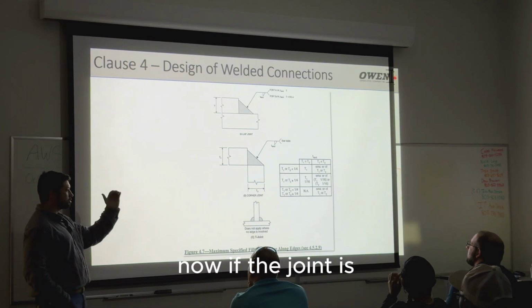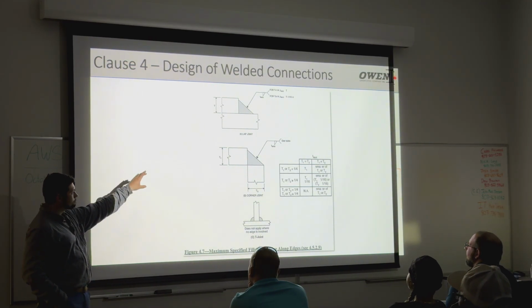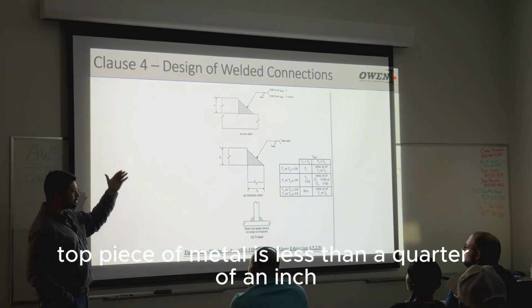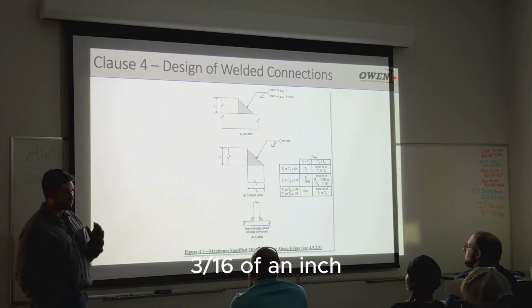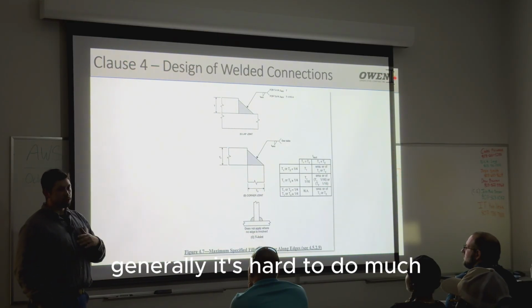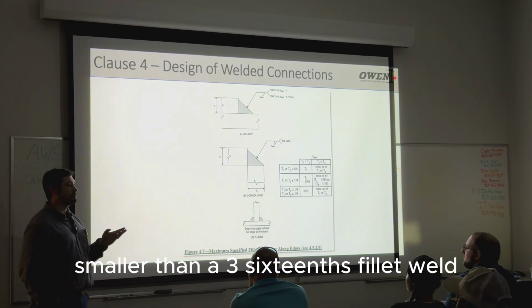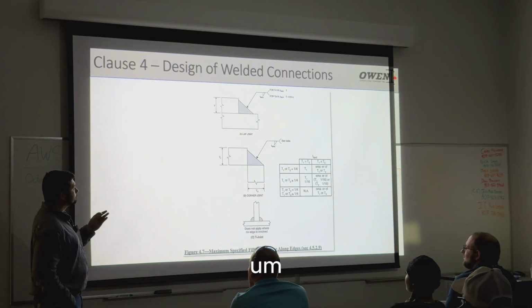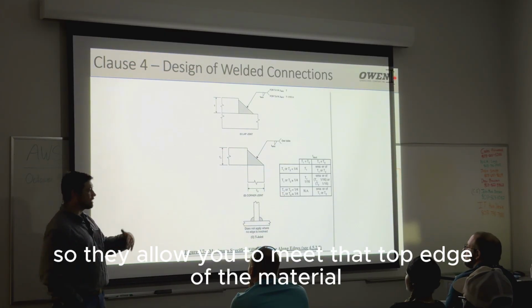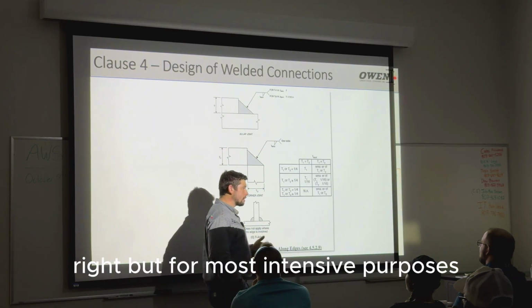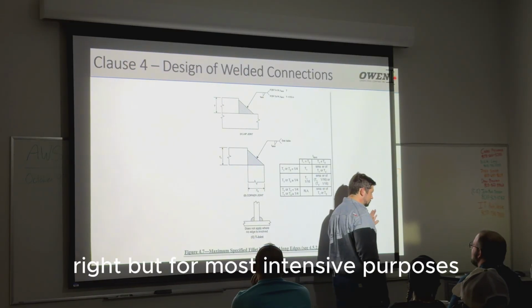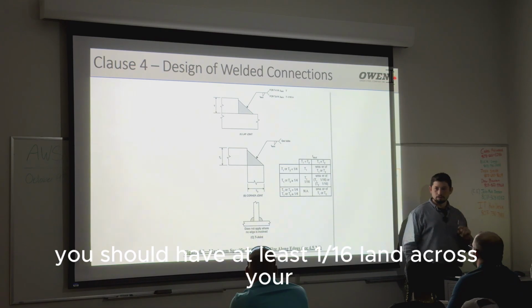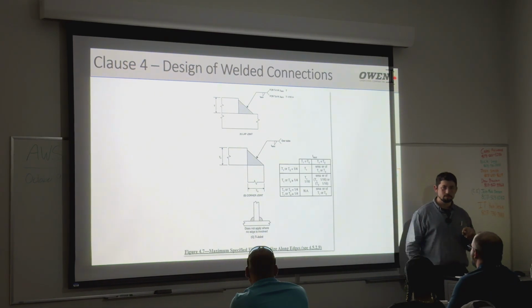Now, if the top piece of metal is less than a 1/4 of an inch, 3/16 of an inch, generally it's hard to do much smaller than a 3/16 fillet weld. So they allow you to meet that top edge of the material. But for most intents and purposes, you should have at least a 16th land across the top of your lap joints and corner joints.